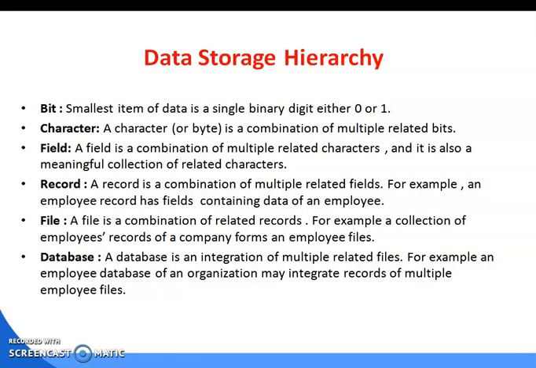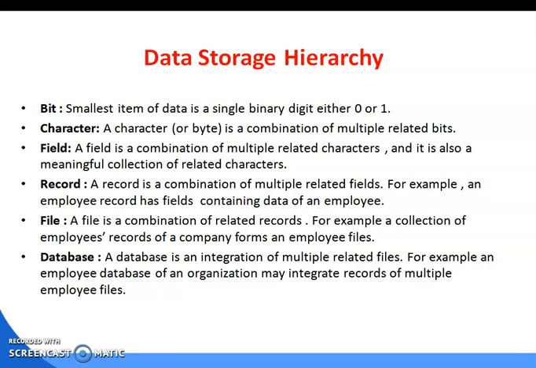So first is the bit. It is the smallest item of data, a single binary digit, either 0 or 1. That means when you write 10001, each bit, or each item of data, is a single binary digit, either 0 or 1. Next is the character. A character is a combination of multiple related bits. A group of bits becomes a character, in the form of a byte.